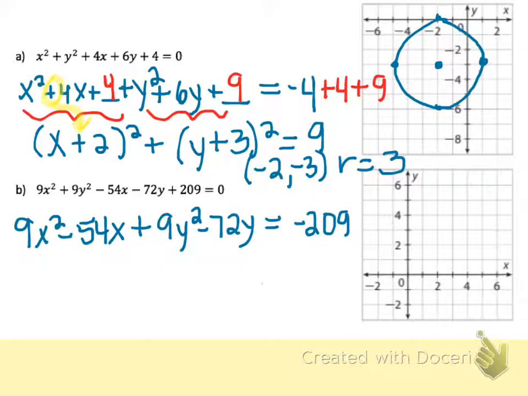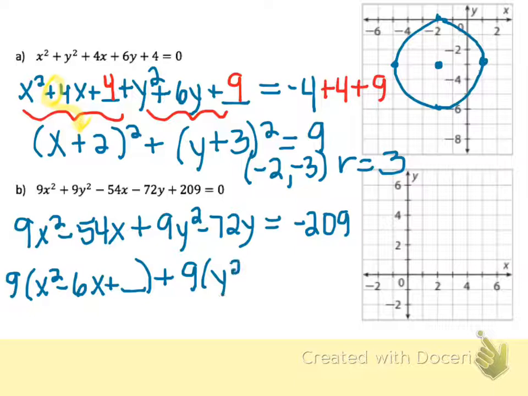So we're going to factor out the 9, and that leaves us with x squared and then minus 6x. Right? And we'll figure out what we're going to add here. And then if we factor the 9 out of the y's, that's y squared minus 8y, and then we'll figure out what we're going to add here, and then whatever we do, we're going to add it to the other side as well, right? Add it to the negative 209.